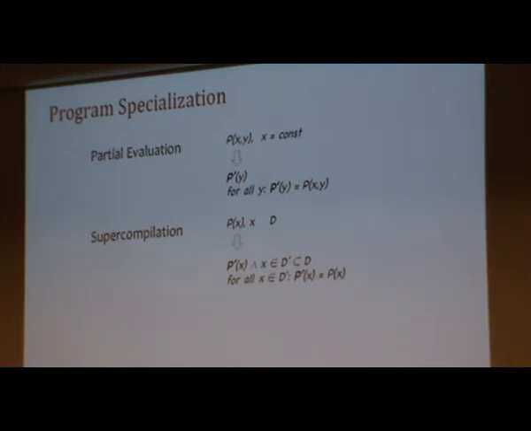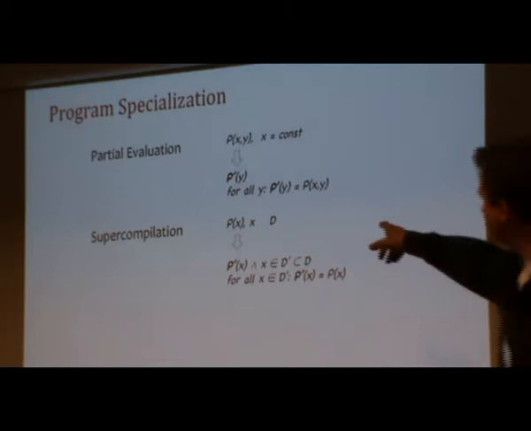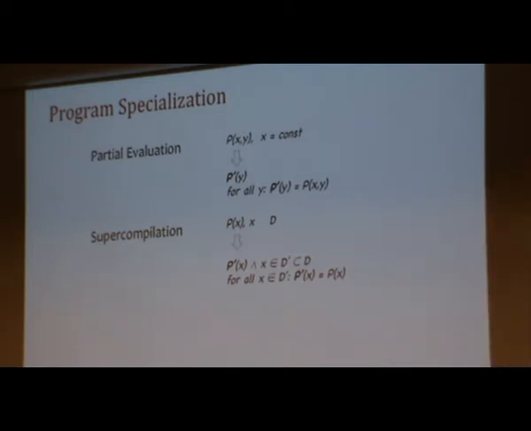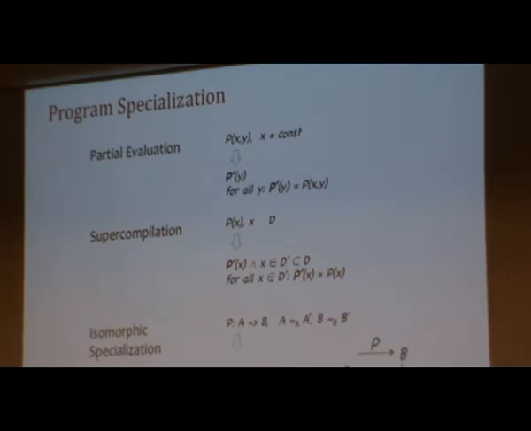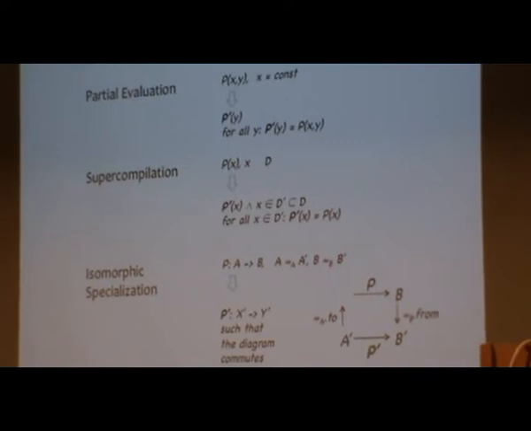Another specialization technique, which is also well known in supercompilation, is where P is a program whose X should belong to B, and you specialize this program into some P prime, where X is in some subset of B, and some equality property holds.